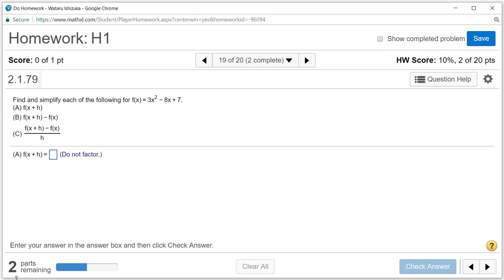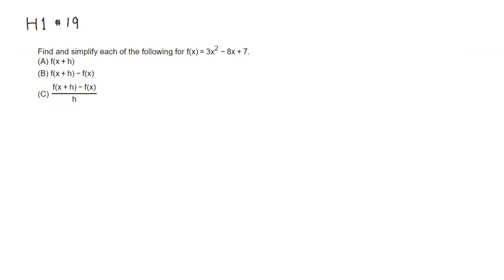Alright, let's look at homework 1, problem number 19. Given this quadratic function, let's try to find the following expressions. Part A, we want to find f of x plus h. Every time we see x in the formula, we're going to replace it with x plus h. So let's do that.